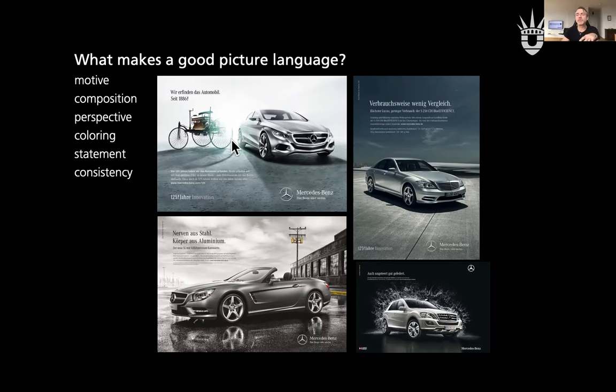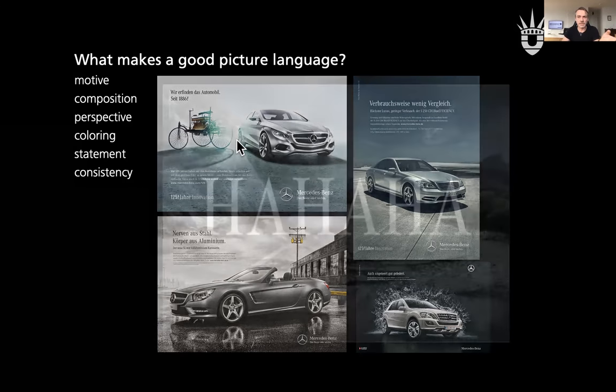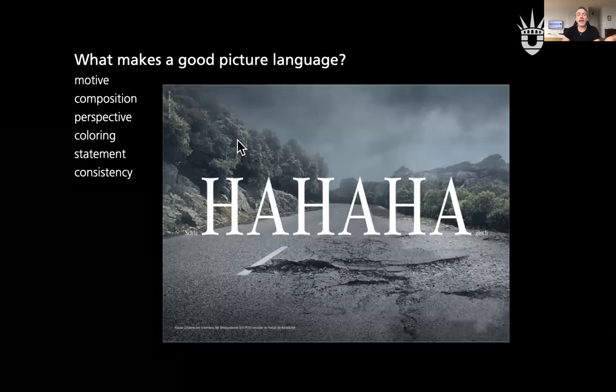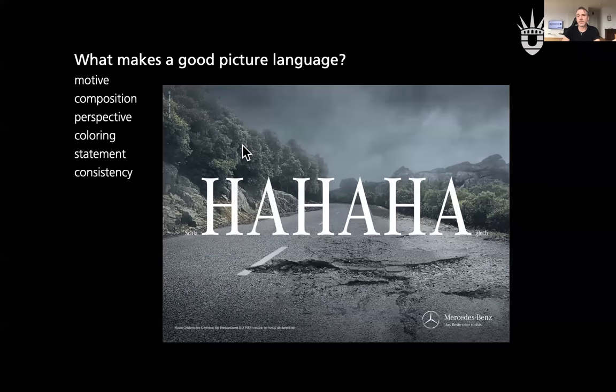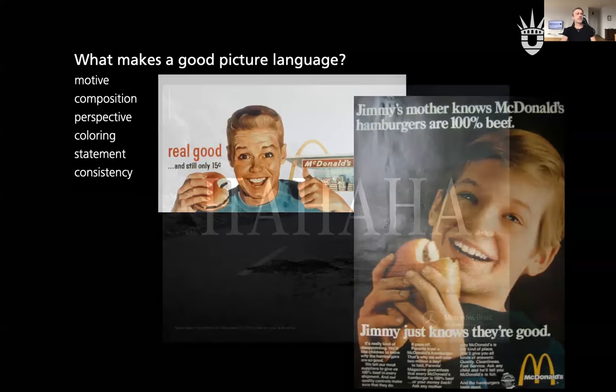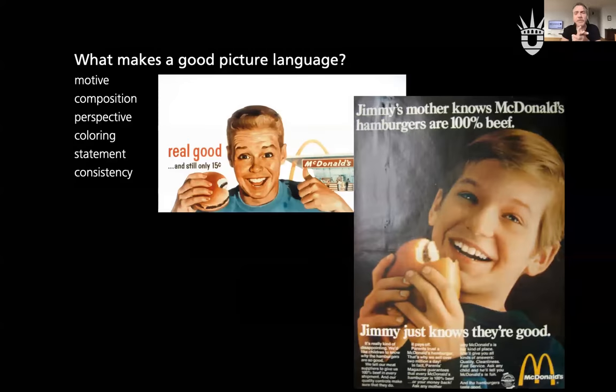And when you have a good visual picture language, there is no need for a logo. Look at this. It's completely enough to know this is Mercedes-Benz. And that's the reason that the logo is only in a very, very small area down on the right side. Yeah. And that's the power of a good picture language. But there are also traps you can fall into. When you see this, this is the old advertisement from McDonald's.